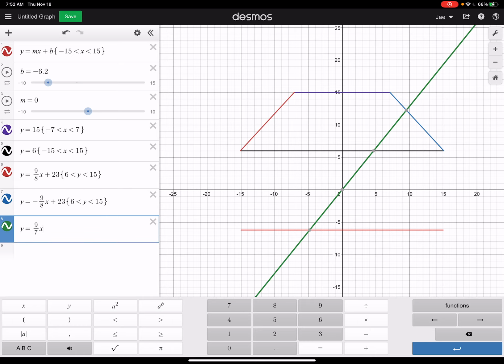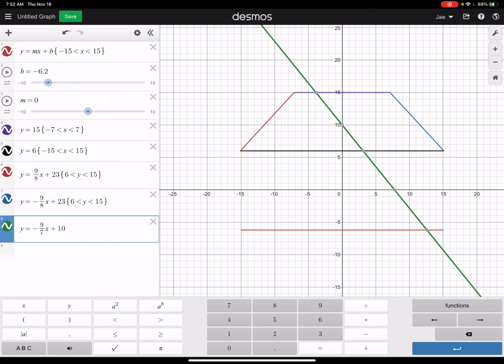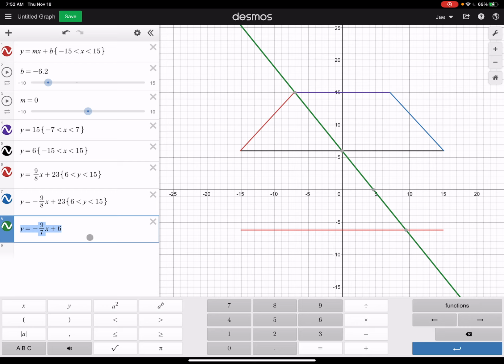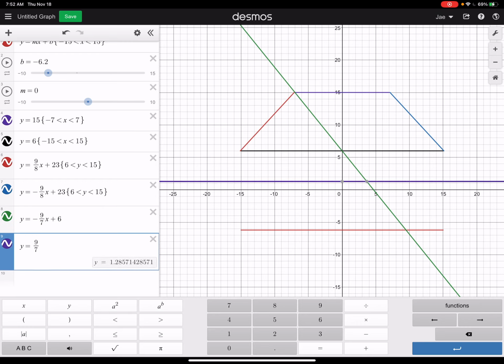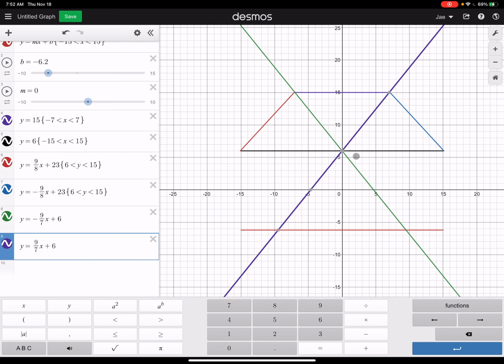And then, yeah, let's make it negative so that I do the left side first. And then now let's increase it. Let's start at 10. Too high. 8, 7, and 6. Okay, so I have that line, and then I'm going to flip this over. I'm going to do a positive slope for this. 7x plus 6, and voila.